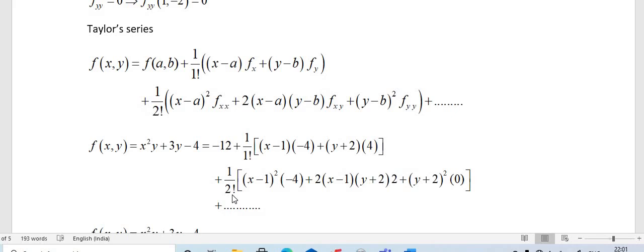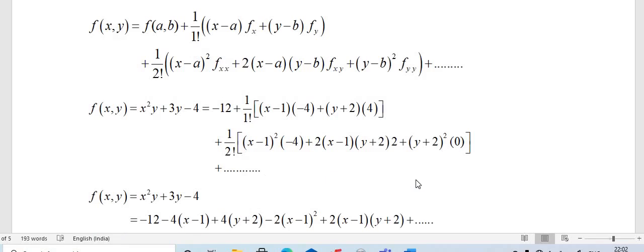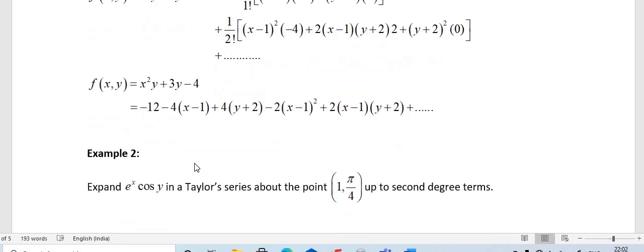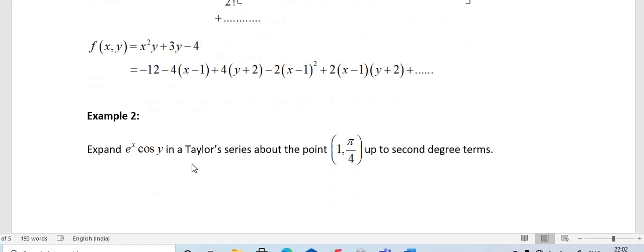Here also 1 by 2 factorial, x minus 1 whole square. Fxx value is minus 4. 2 into x minus 1 into y plus 2 into 2, plus y plus 2 whole square, 0. 0 into anything equals 0. So, after simplifying, we are going to get this as Taylor's expansion of the given function. So, this is the second question.